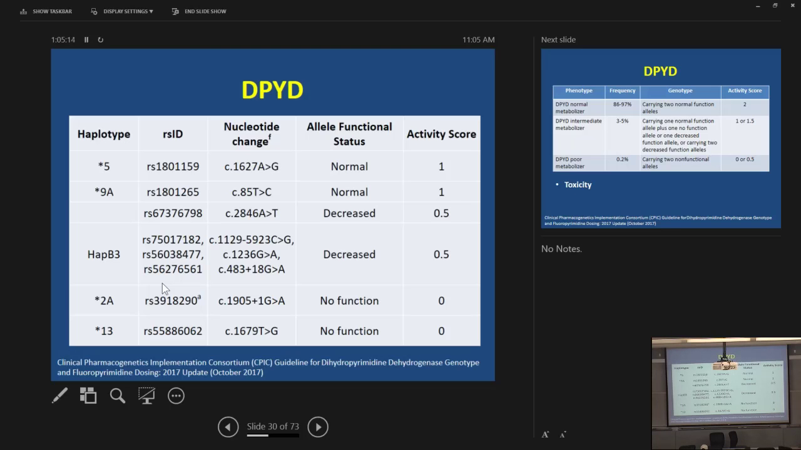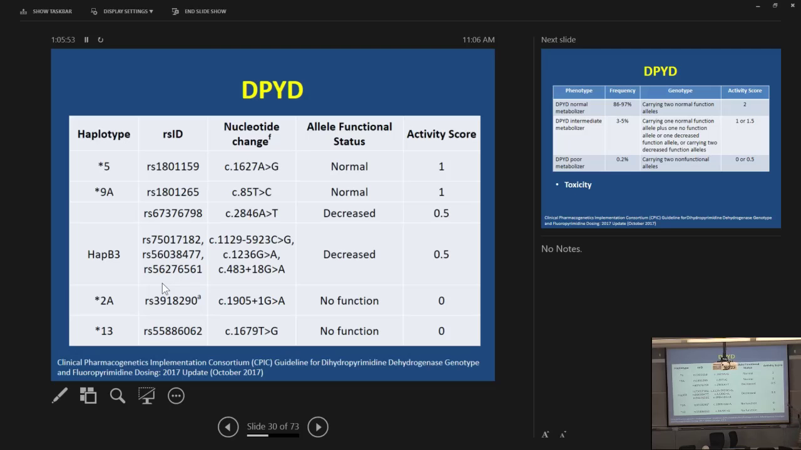Okay, so these are probably the most well-studied mutations that occur in DPYD, and I put them up here. What the CPIC guidelines have done is define the allelic status. Is it functional, non-functional, or decreased? Then they've given them activity scores based on the function. Have you guys seen this with other CPIC guidelines? Have they done activity scores? They're doing this more in oncology as we're learning and evolving in our understanding.